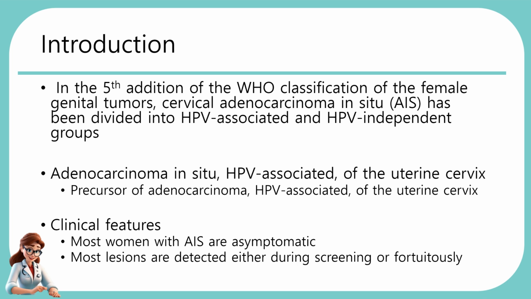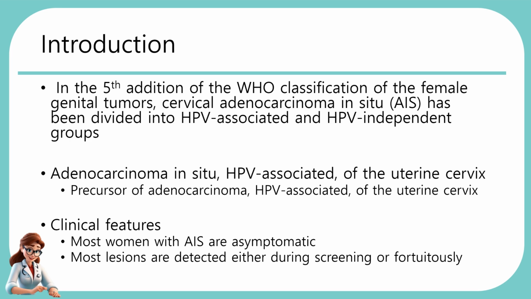In the 5th edition of the WHO classification of the female genital tumors, cervical adenocarcinoma in situ, AIS, has been divided into HPV-associated and HPV-independent groups. Because HPV-associated AIS is much more common, today's clip will cover only the HPV-associated AIS. As the name implies, it is a precancerous lesion which can develop into HPV-associated adenocarcinoma.